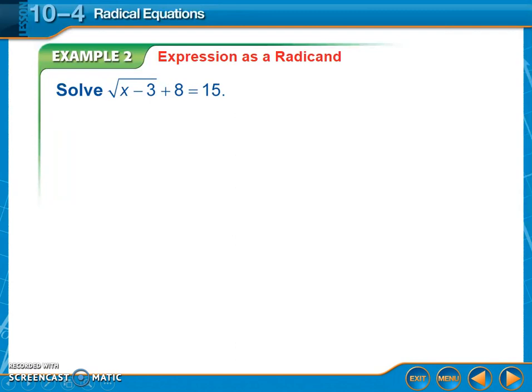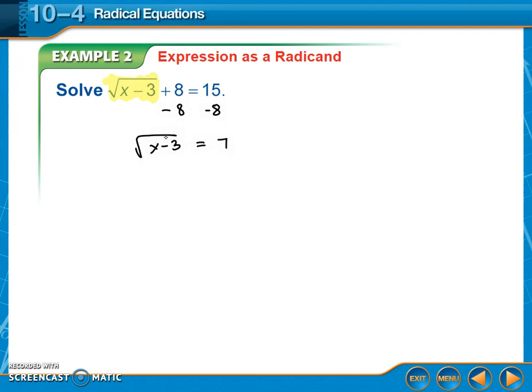Okay, example 2, an expression as a radicand. What happens if I have more than just a single variable inside the expression? The first step, I still want to get the square root part by itself, so I want to get this whole part alone. First thing I want to get rid of is that plus 8, so I'm subtracting 8 from both sides in order to keep the equation balanced. I get the square root of x minus 3 equals 15 minus 8, which is 7.